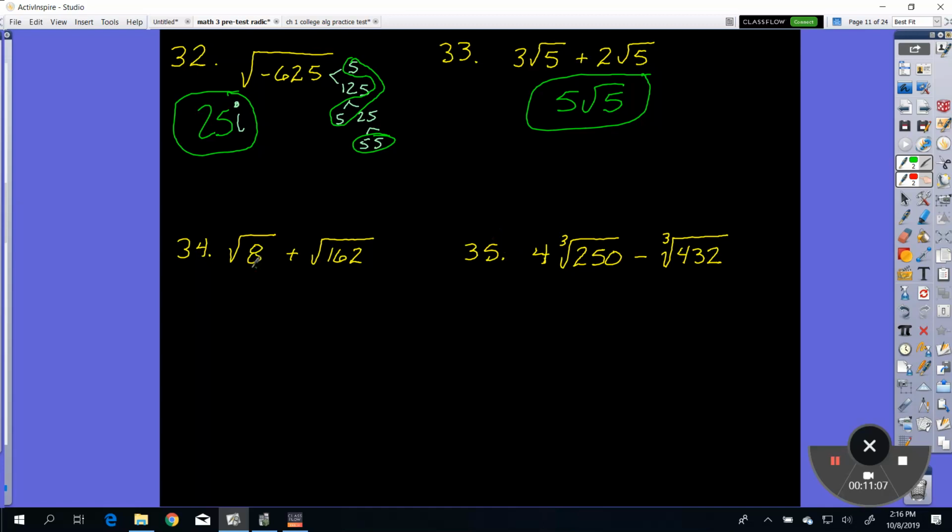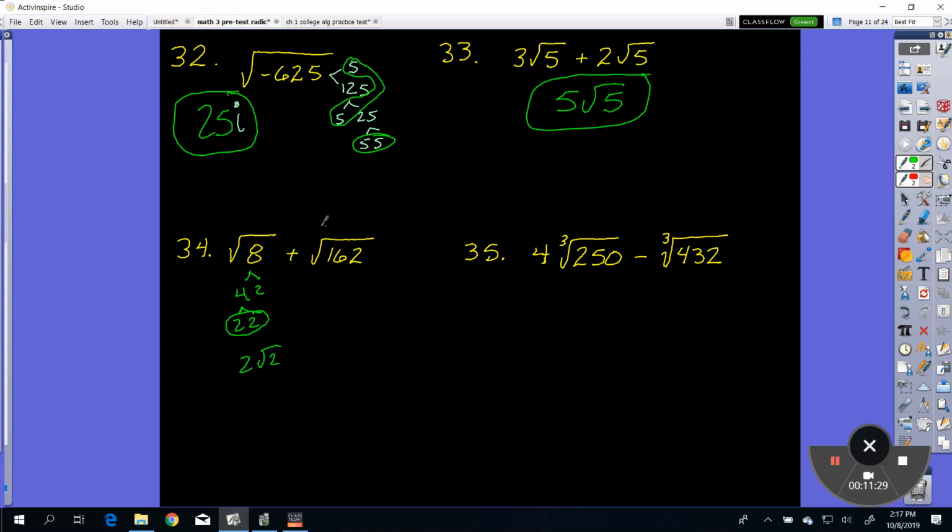On 34, they're not the same kind of creature, so you can't do what we did on 33. Because on 33, we just said there's 3 and there's 2 of them. But on 34, they're not the same thing, so you have to break them down. So 8 is 4 and 2. 4 is 2 and 2, so there's a pair of 2's that come out.